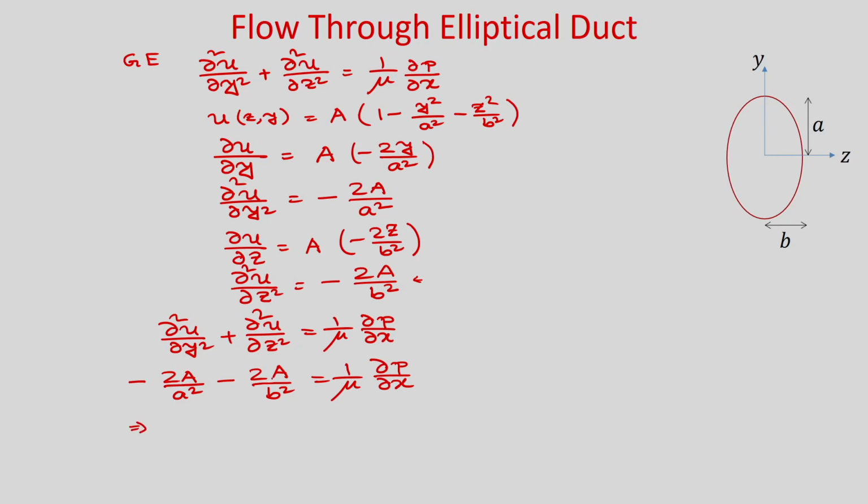So, you can see from here it will be a is equal to 1 by twice mu, minus del p by del x, a square b square by a square plus b square. Okay. So, now we know the constant a, we know the velocity profile. If you put the value of a here, we will get the velocity profile inside the elliptical duct.